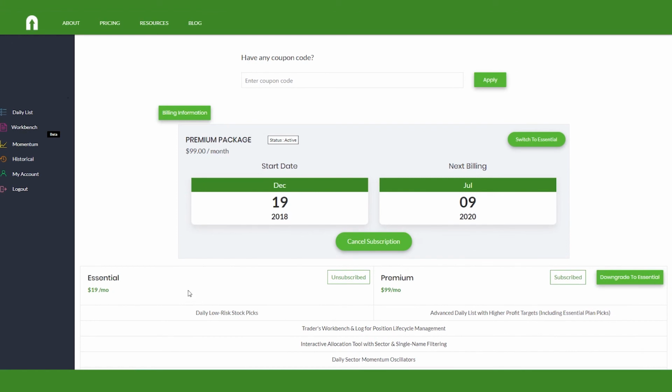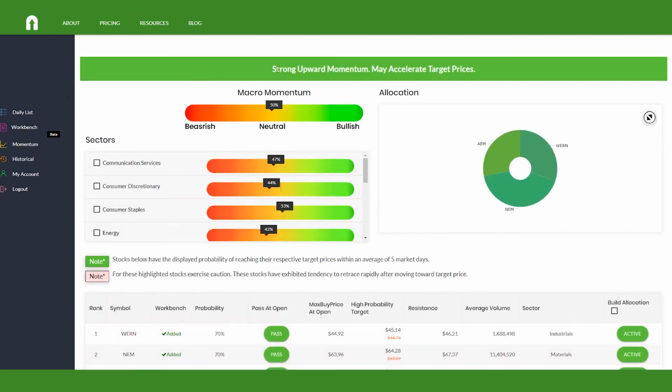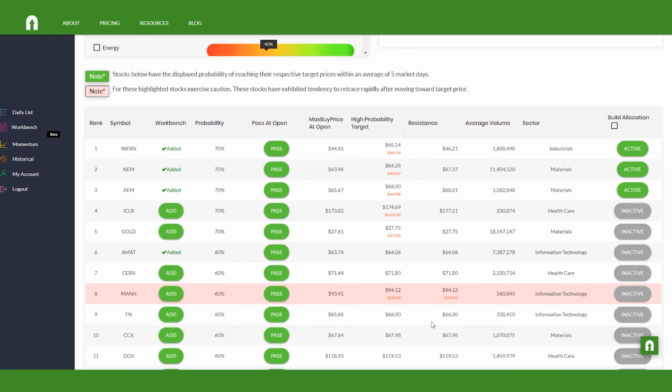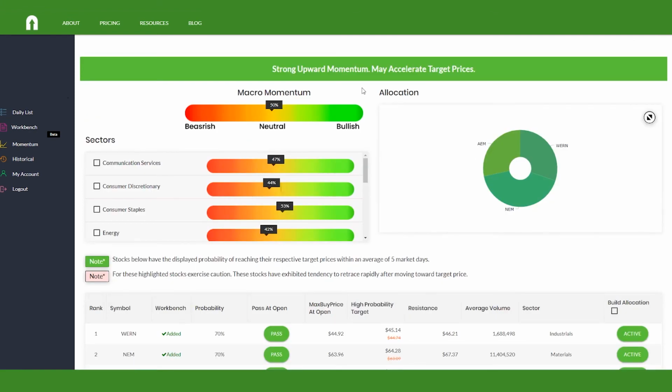So there you go. That's everything you're going to want to know about how to use FinClub from top to bottom, from the market trajectory indicator to the macro and sector momentums to the allocation tool, and all the stock list picks each day, as well as how to use them within the workbench. So now you know how to use all the tools inside the FinClub platform. Now it's up to you.